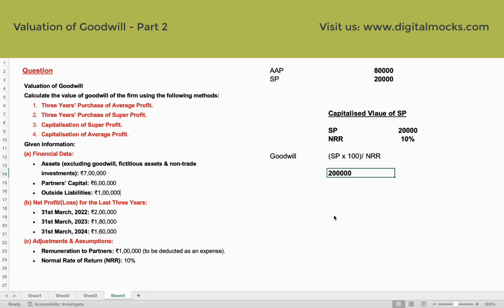Here we don't need to compare this capitalized value with the actual capital employed, the way we did under method four. Got it? So we are done with all our four methods, and I hope you understood how to value goodwill using these four different methods.